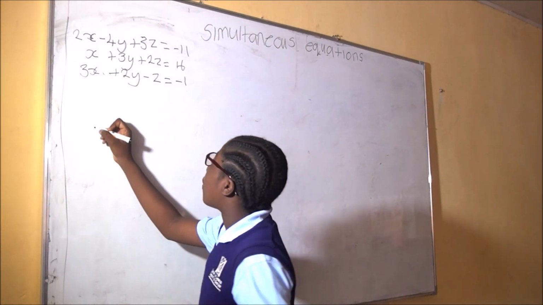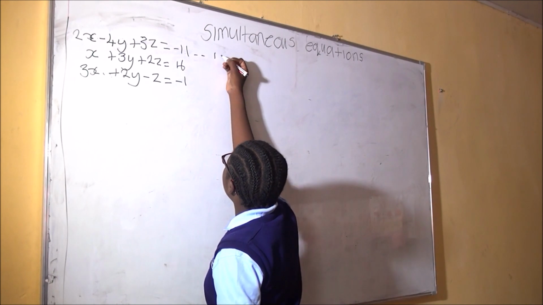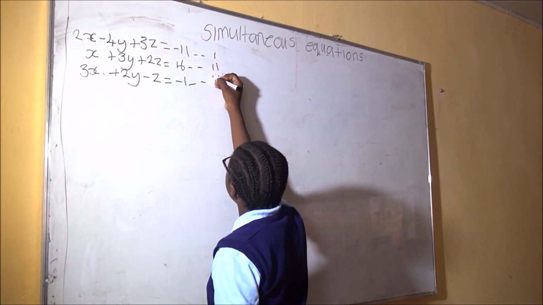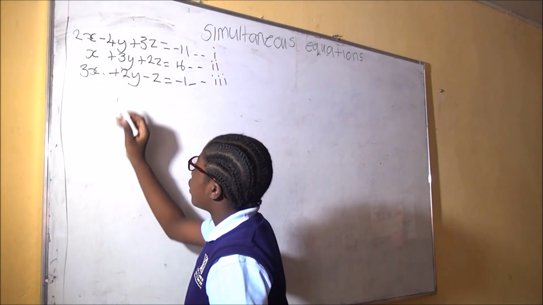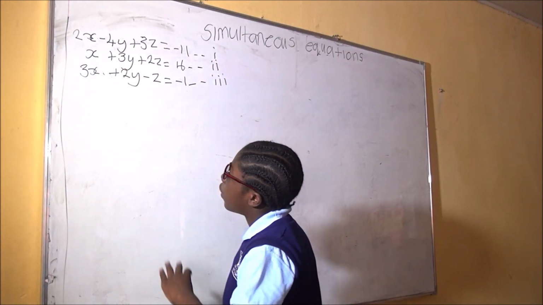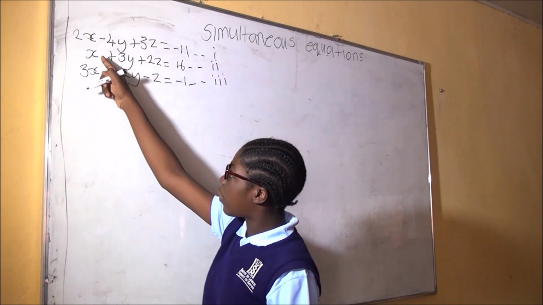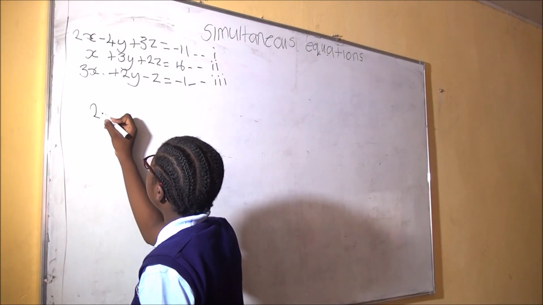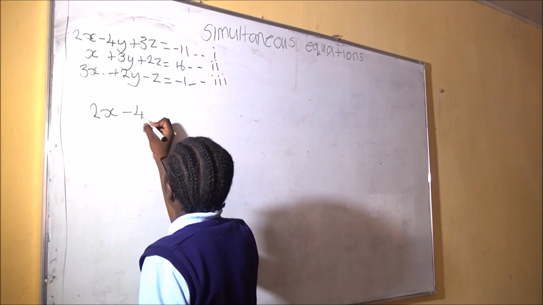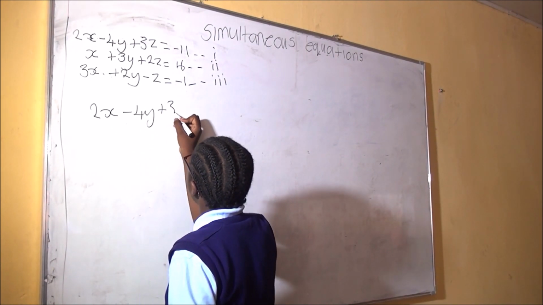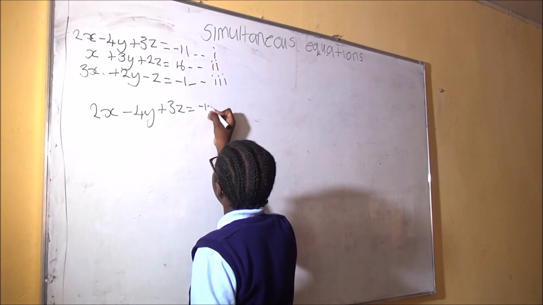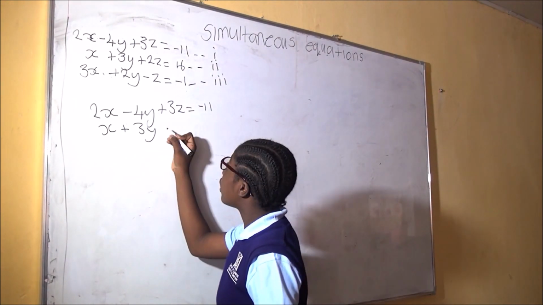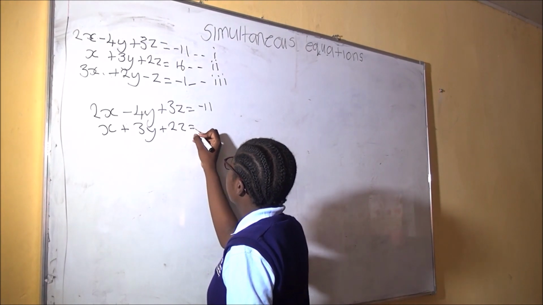So now let's do our work. We're going to name this one as our first equation, our second, and our third equation. So I start by looking at which variable can be eliminated. I go for x because x has the smaller coefficient. So we're going to get 2x minus 4y plus 3z is equal to negative 11. x plus 3y plus 2z is equal to 16.